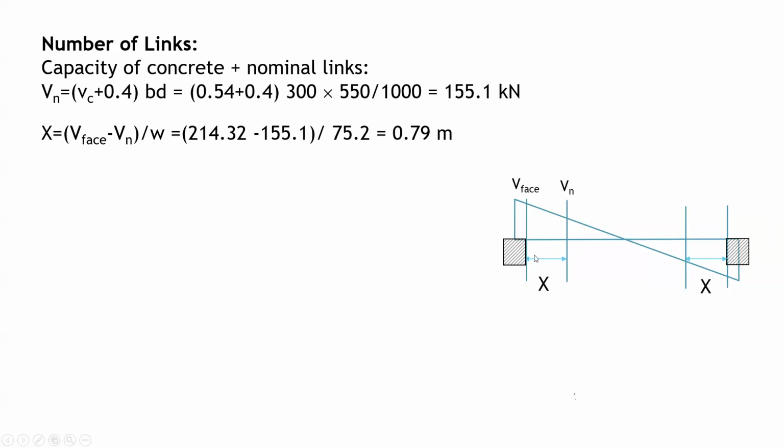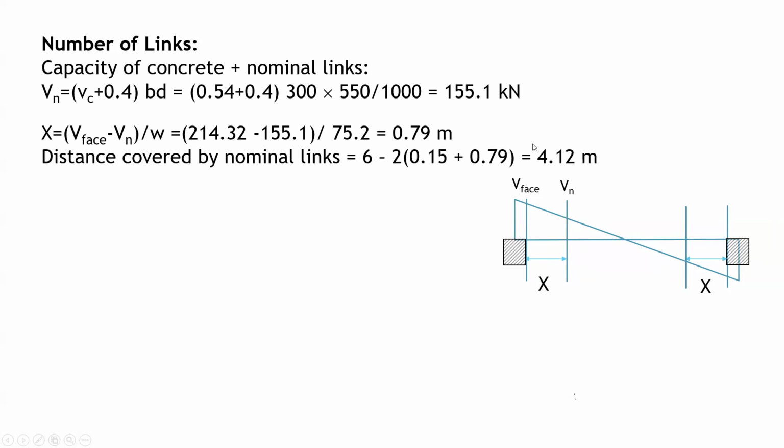So because of symmetry, we have 0.8 here and 0.8 here, and therefore we can subtract x plus x from the total distance that we have here. We can get the distance in the middle part. So the distance in the middle part here will be 4.12 meter.